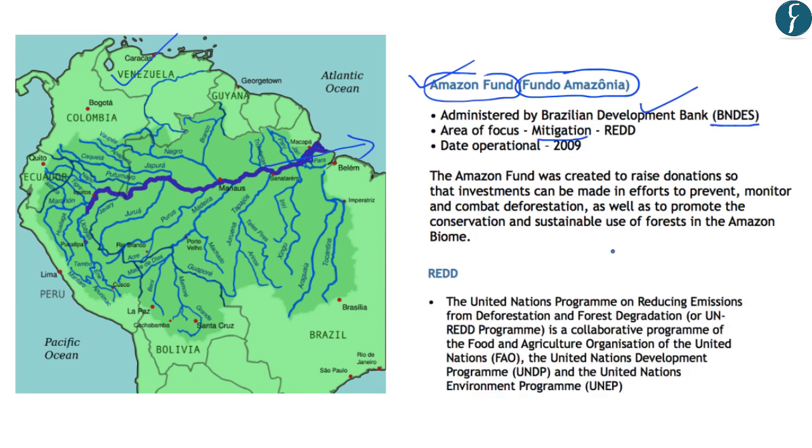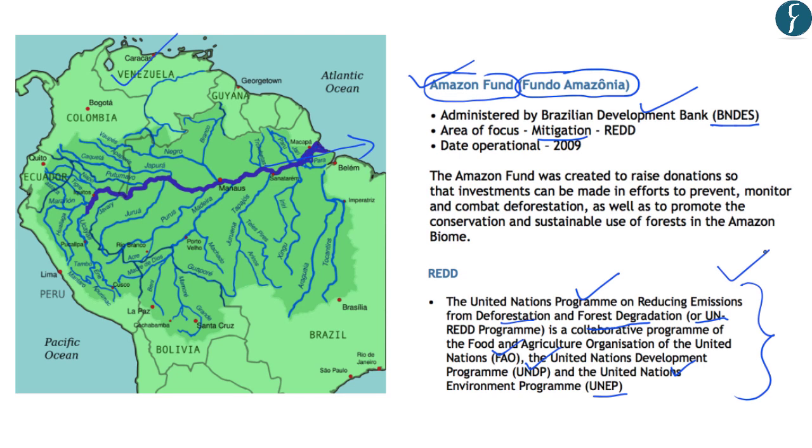And regarding the REDD, you should note that it is the United Nations program on reducing emissions from deforestation and forest degradation. And that is why it is known as the UN-REDD program. Further, it is a collaborative program of the Food and Agricultural Organization of the UN, that is FAO, the United Nations Development Program, UNDP, and the United Nations Environment Program, or the UNEP. So this can be an important fact for us from the preliminary examination point of view.